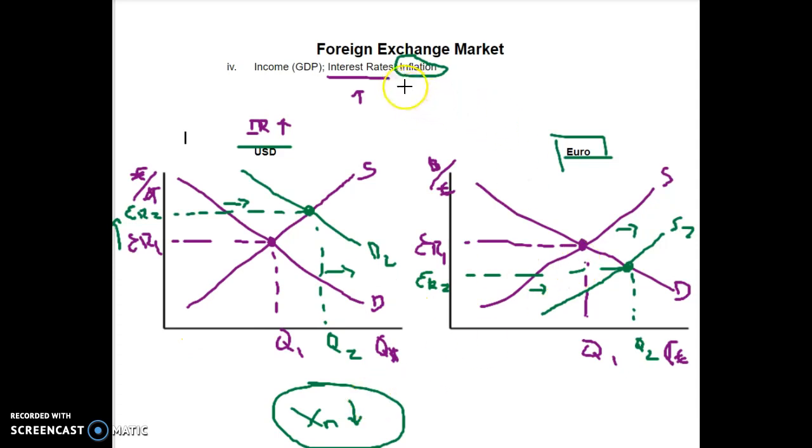Okay? So if you need more explanation on inflation, you can look in your notes or have a conversation with me tomorrow, but I hope that's helpful. That's your foreign exchange market in a nutshell.